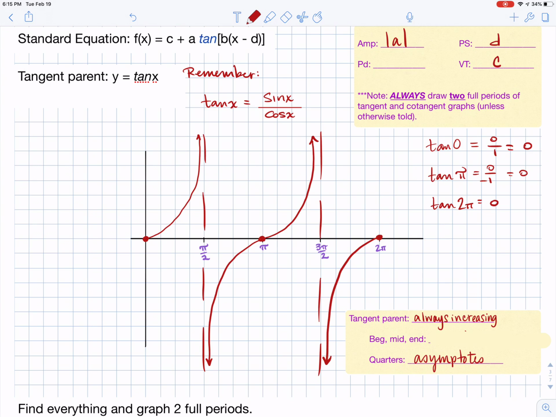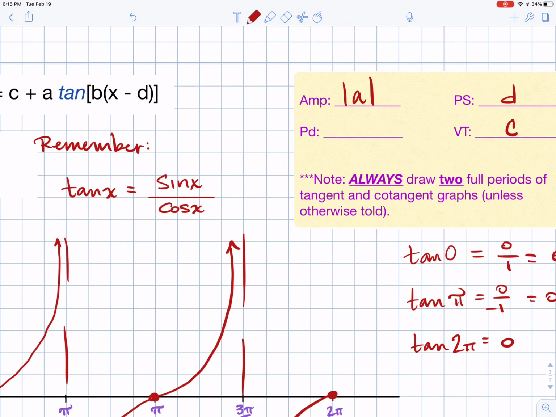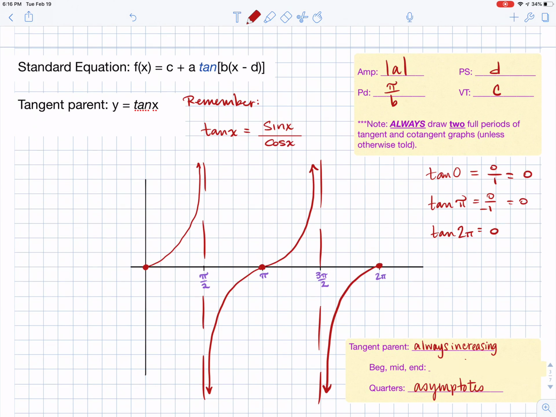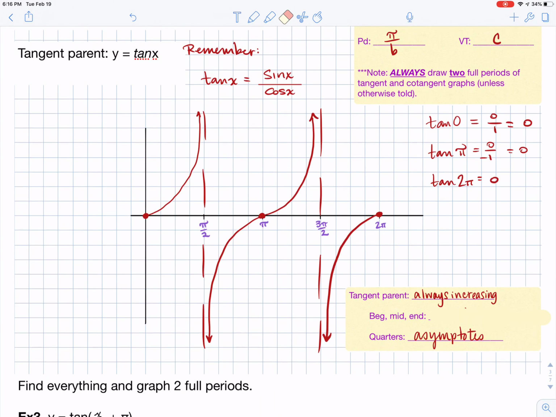Now, because the tangent graph starts repeating itself after 1 pi, this is going to change our formula. Remember that previously the formula was 2 pi over b. For tangent and cotangent, this is going to be pi over b. So our formula is a little different there. And then one more thing that I didn't uncover, I said it, but I didn't uncover it, is that the beginning, the middle, and the ending are always going to be x-intercepts.